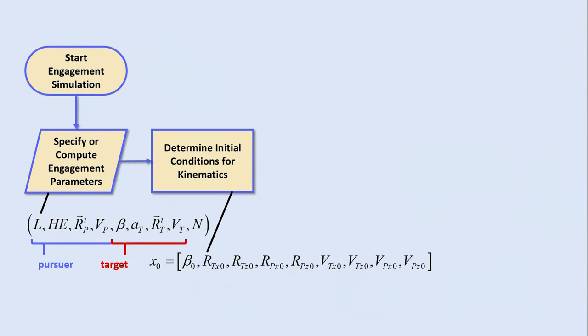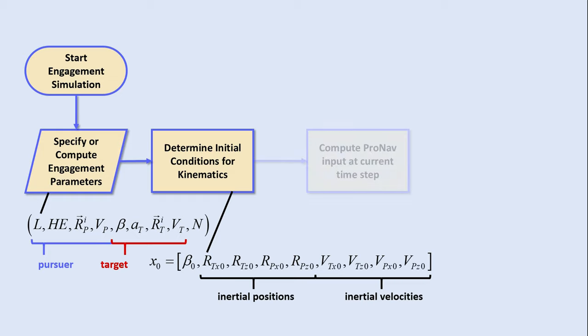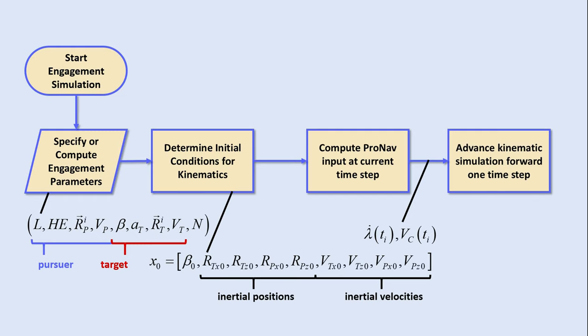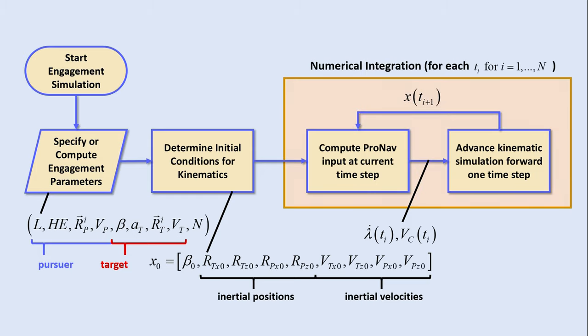Now that we've assembled our initial condition, we enter the integration routine that requires us to compute the ProNav input at the current time step, which starting out is just the initial time step. That's line of sight rate and closing velocity if true ProNav, or if pure, then VC is just replaced with VM. We advance the kinematics forward one time step, and the process repeats via the numerical integration routine selected.